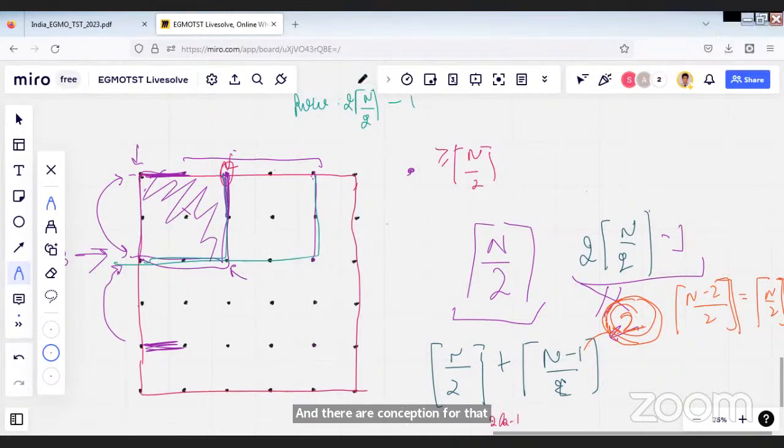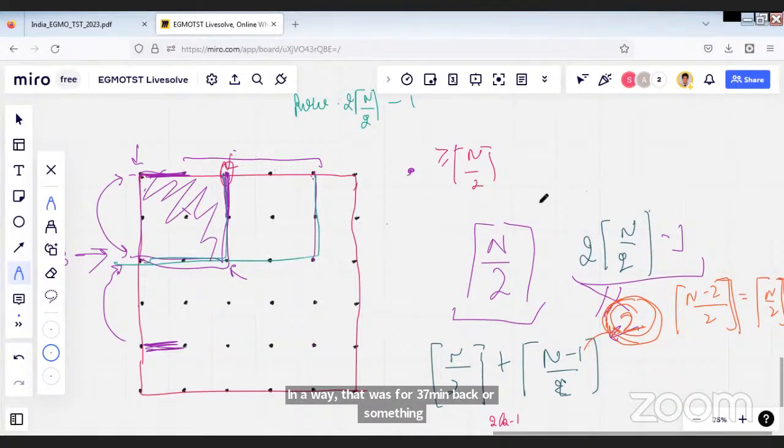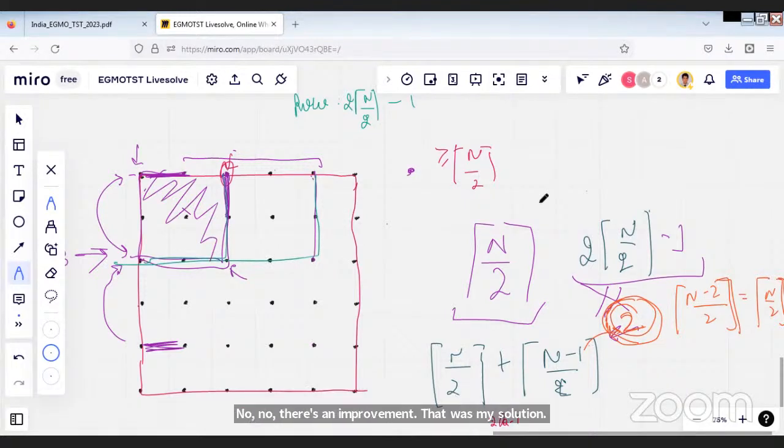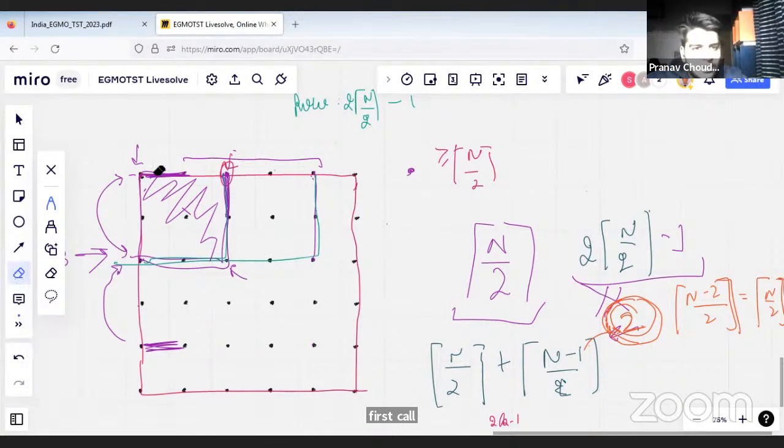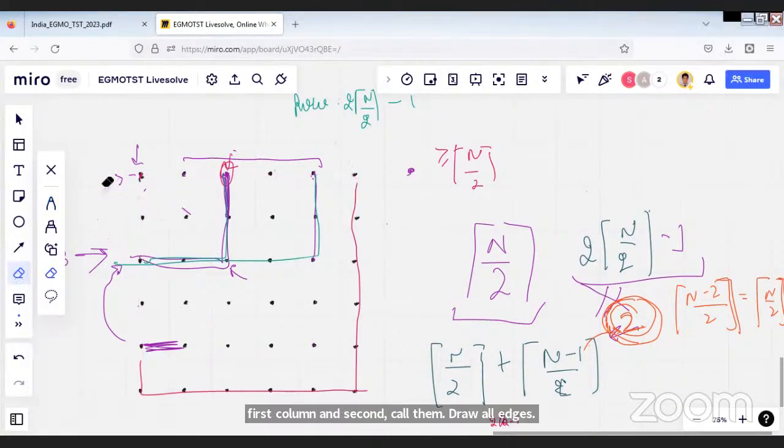You can think of this in a much better way, in a way that was put 37 minutes back. Oh no, that's an improvement. That was my solution. This is someone else's solution here. It's like between first column and second column, draw all edges except top one. Erase the weird stuff. And then same between first row and second row except the first edge.